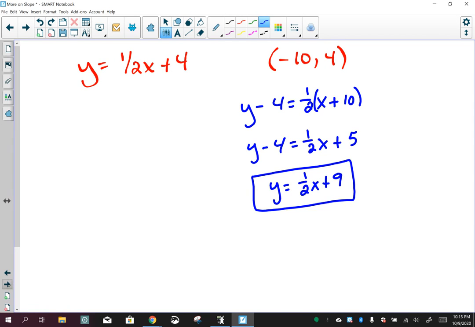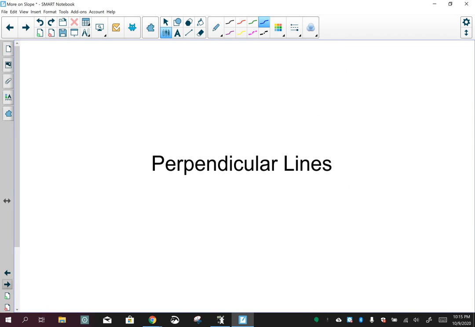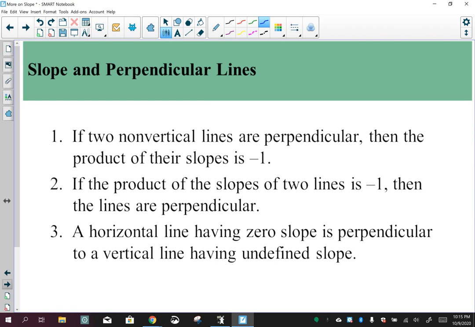Let's talk about perpendicular lines. First off, we know that perpendicular lines always intersect at a 90-degree angle. If we have two non-vertical lines that are perpendicular, then the product of their slopes is -1. So what this is saying is this: the slope of my original times the slope of my perpendicular will always give me a -1.